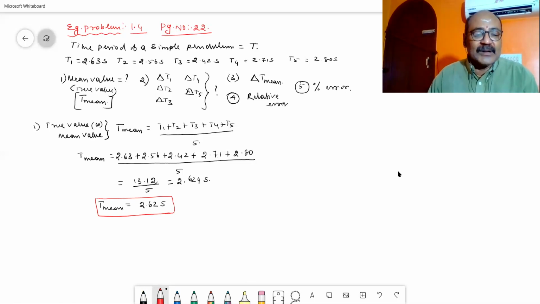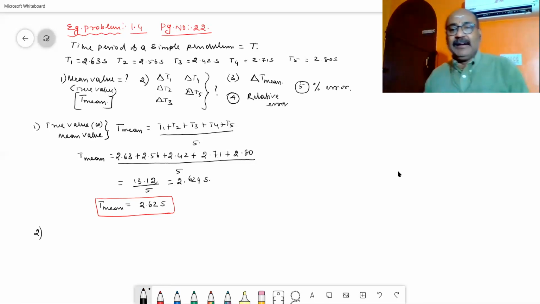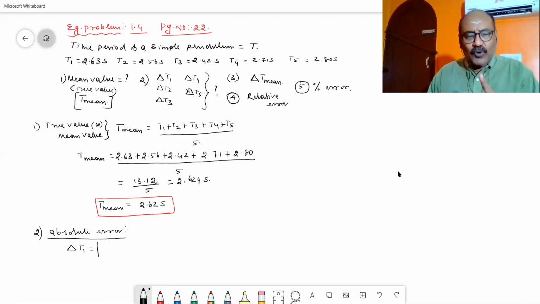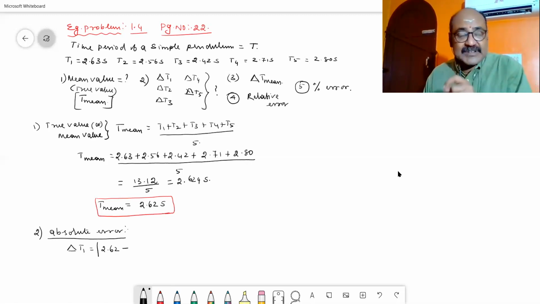Then what is the next one? The next one, I have to calculate the absolute error for each and every measurement. So the second one is absolute error. Let us measure this quantity called absolute error. The absolute error for the first quantity is delta T1, which is, what is the formula? The modulus of true value minus measured value. What is the true value? The true value I can consider as 2.62 minus, what is the first measured value?